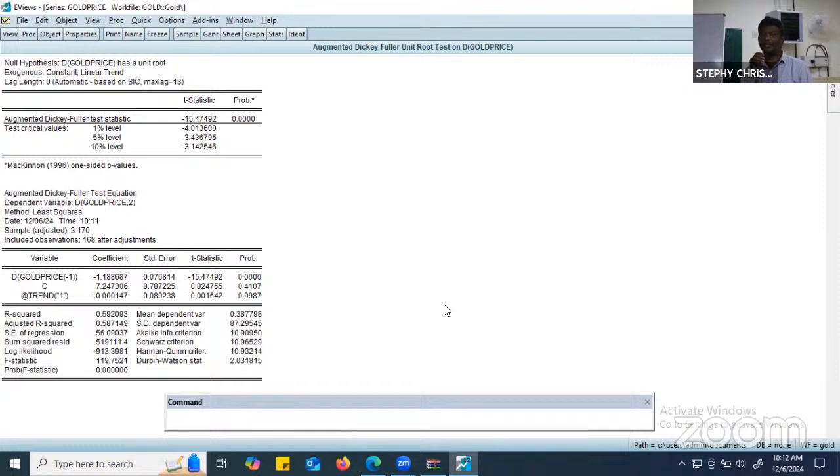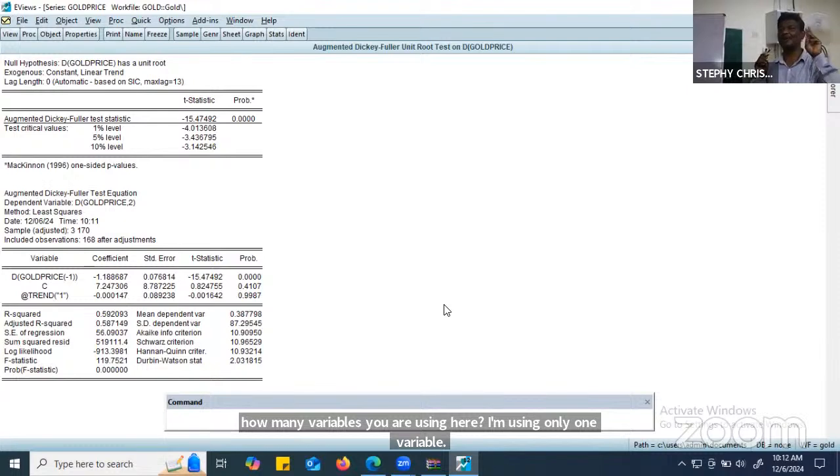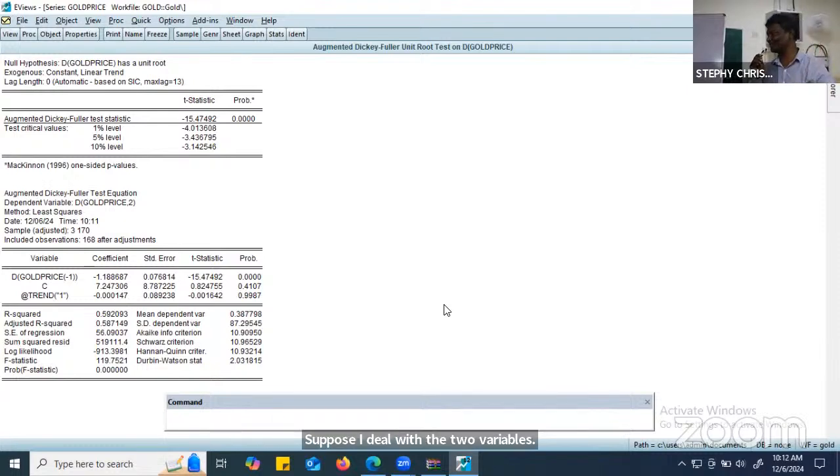One more thing I'm telling, a very important point. You have to conduct the unit root test for all the variables that you are using. So how many variables? Here I'm using only one variable. Suppose I deal with two variables, for both you have to conduct the unit root test, meaning the stationarity test. Sir, I'm using 5 variables. For all 5 variables, you have to conduct the unit root, I mean stationarity, test.